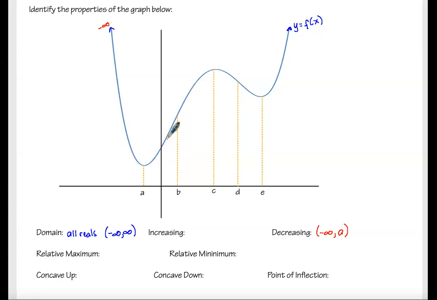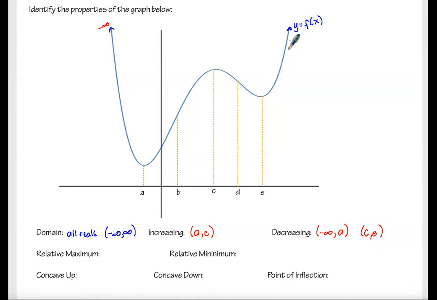And then from A to B, the graph is increasing. This is not an ordered pair. This is your interval notation. And then from B to C, the graph is also increasing. So it's not only from A to B, but from A to C, the graph is increasing. And then from C to E, your graph is decreasing again.